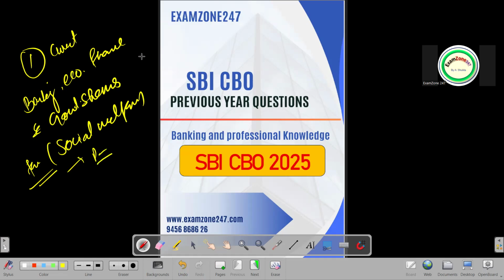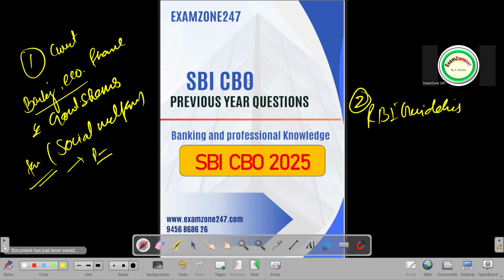Second, you need to go through RBI guidelines. Although this forms a part of banking current affairs because it is covered, sometimes it is not covered in the banking because it is a core banking portion, not just general knowledge. Therefore, you need to know about RBI guidelines too.